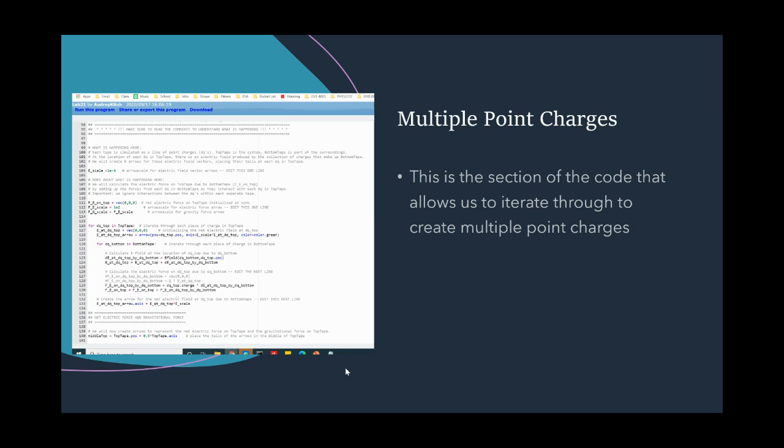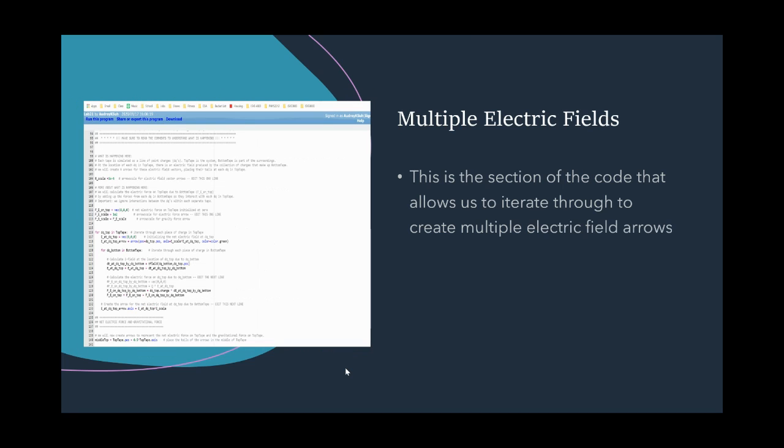This is an example code that allowed us to iterate through to create multiple point charges. As you can see, they utilize for loops. Similarly, this is a section of the code that allowed us to iterate through to create multiple electric field arrows, which also utilize for loops.